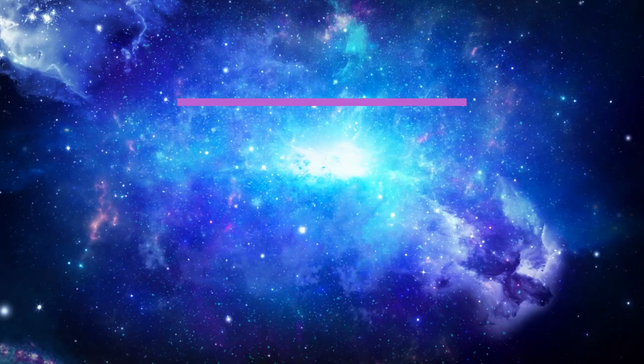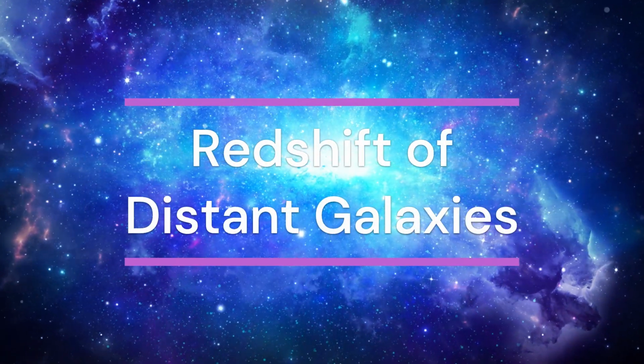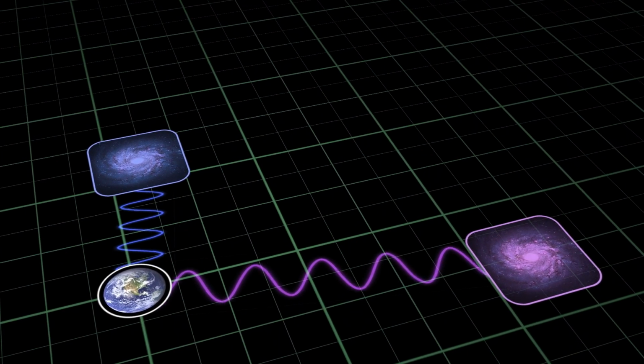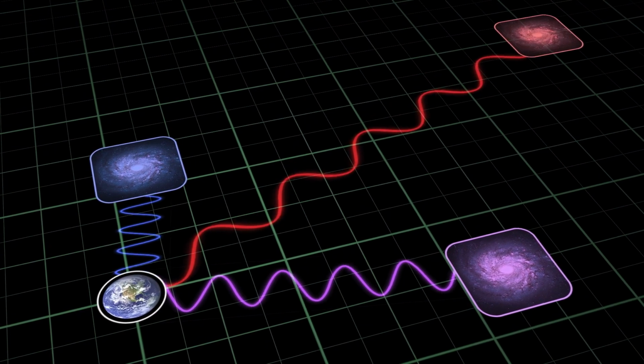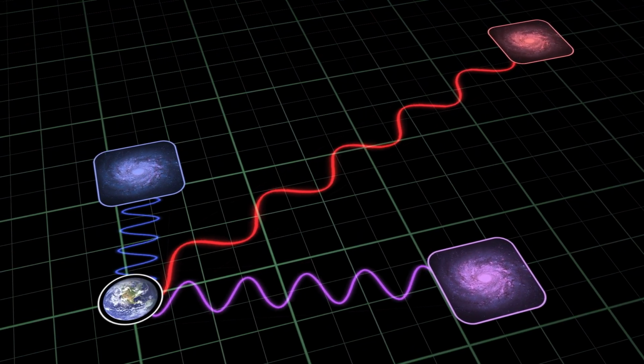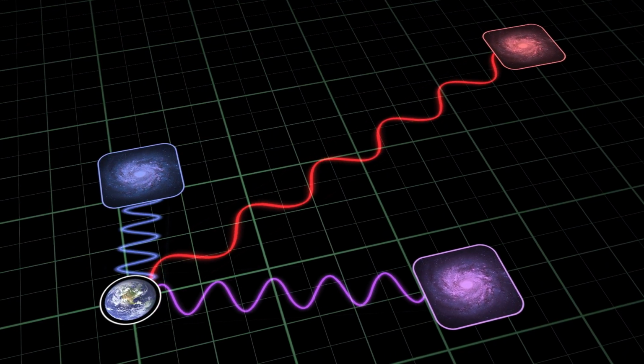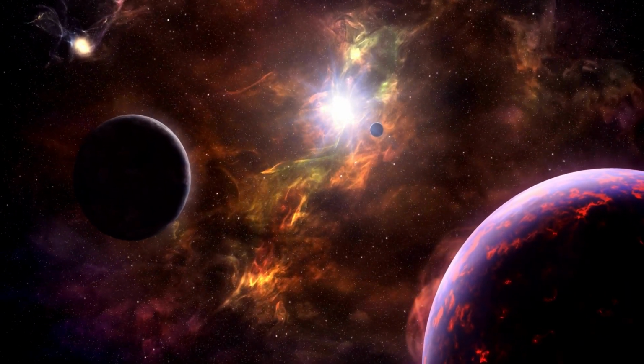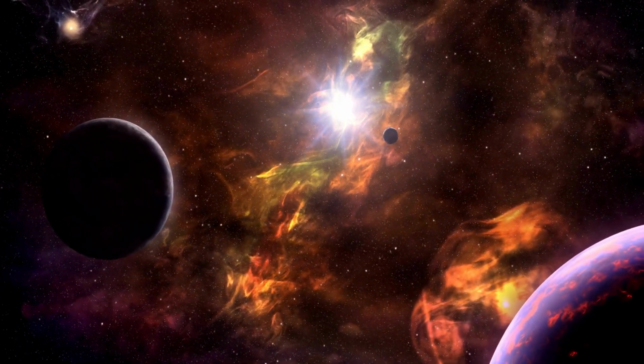2. Redshift of distant galaxies. When we observe distant galaxies, the light they emit is redder than expected, a phenomenon known as redshift. This is due to the Doppler effect and is interpreted as a sign that the universe is expanding, causing the galaxies to move away from us.